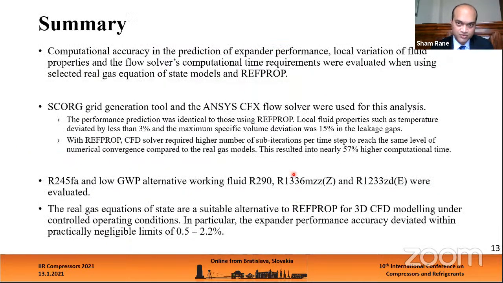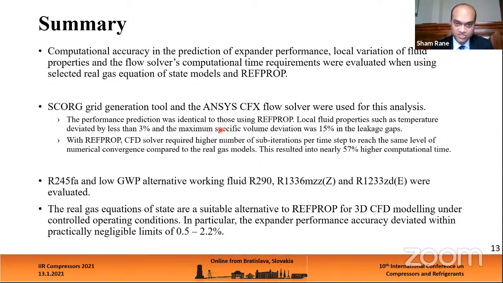So this allows us to summarize the work in terms of computational accuracy. The prediction of expander performance and local variation is quite accurate with the real gas fluids. It should be noted that this is a strict operating range that has been considered. The SCORG grid generation tool and the NCCFX solver have been used for the study, whereas RefProp was integrated with the solver in terms of tables.